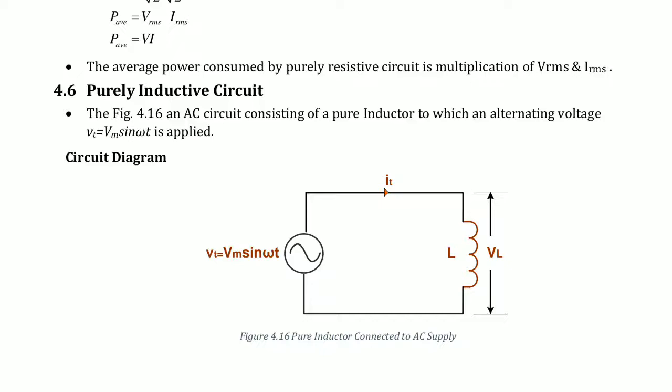That is the circuit diagram given. V is equal to Vm sin omega t, the sinusoidal AC voltage supply, and the inductor is L. The current flowing in the inductor is I, and the voltage across the inductor is VL.